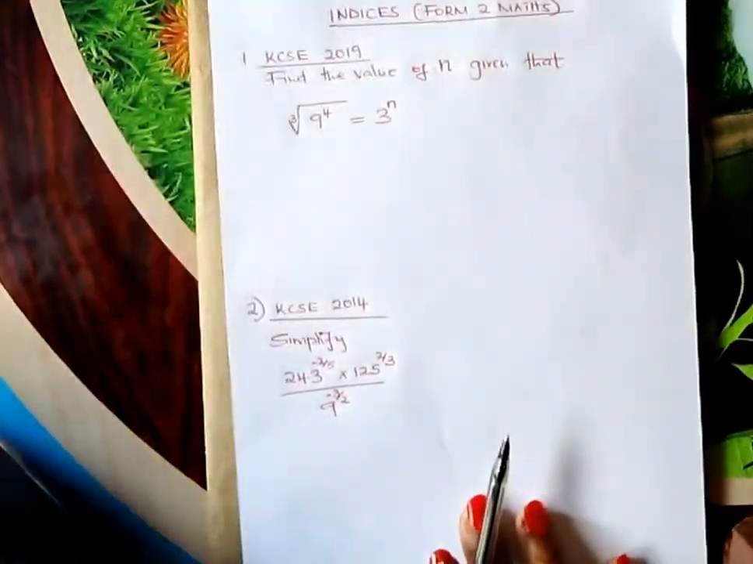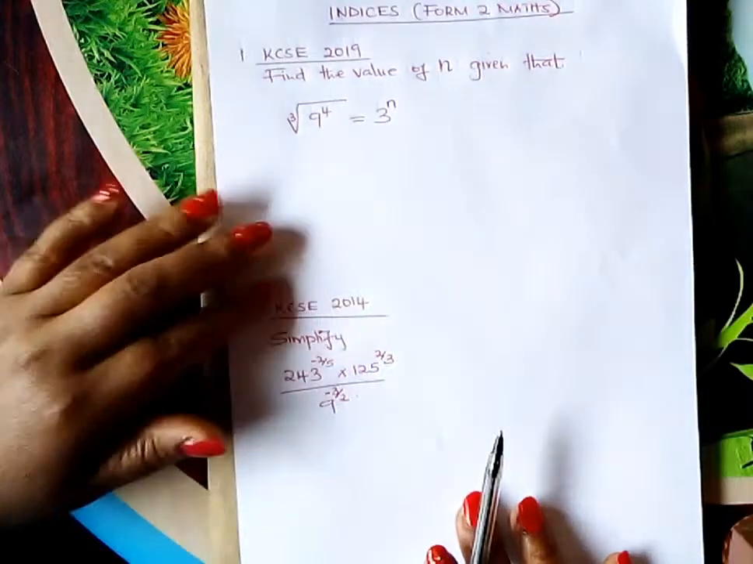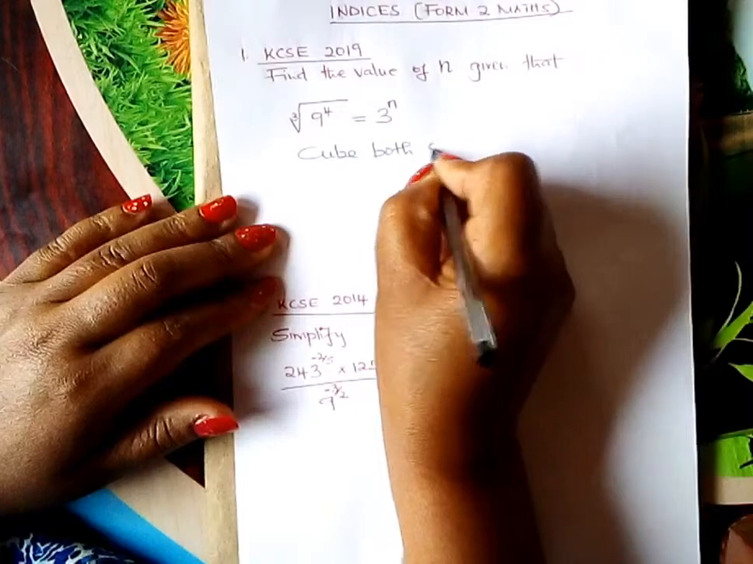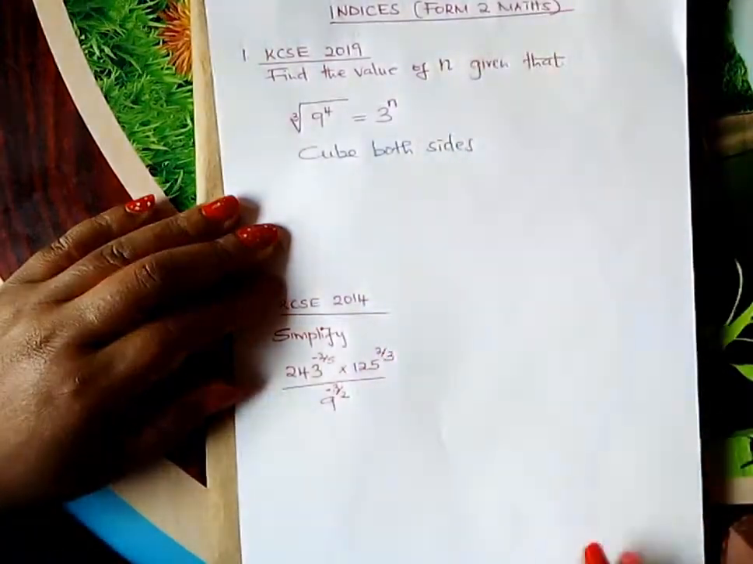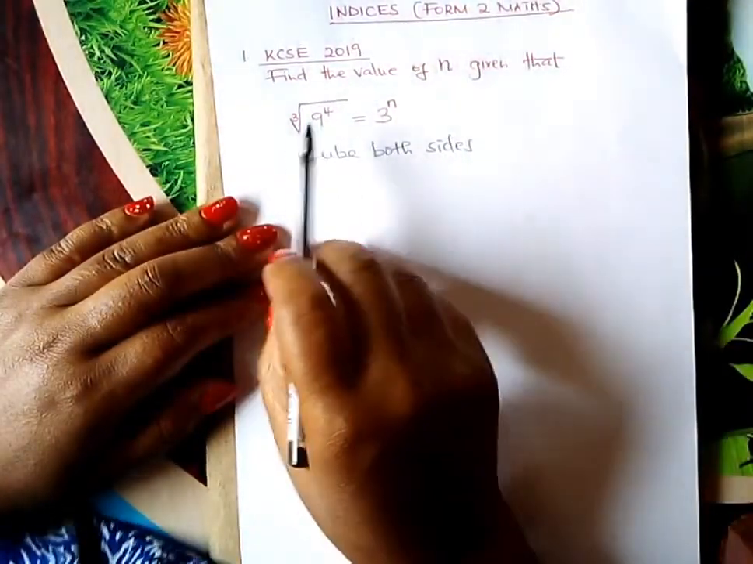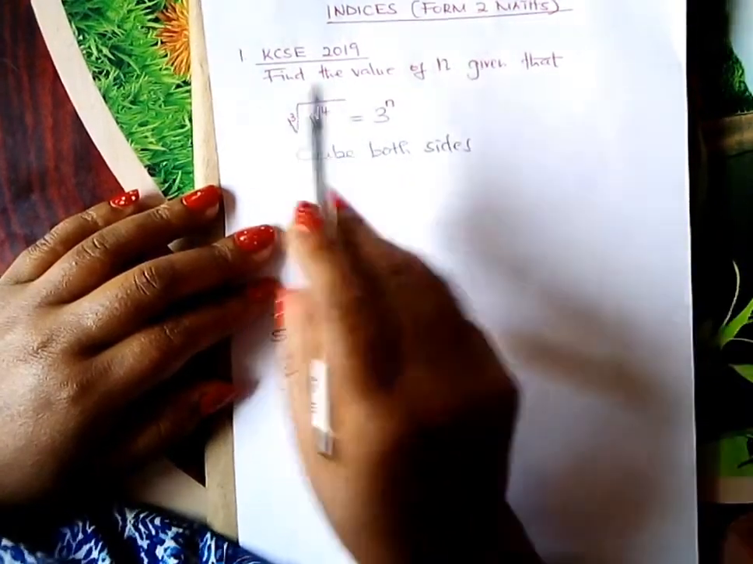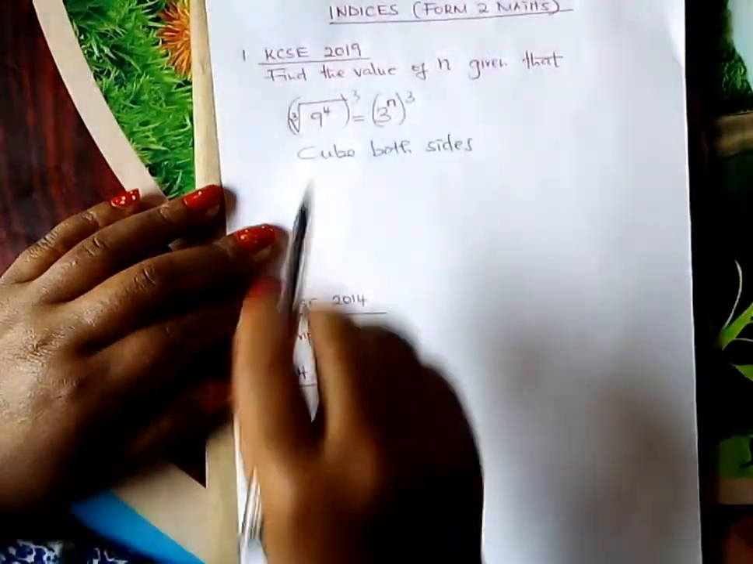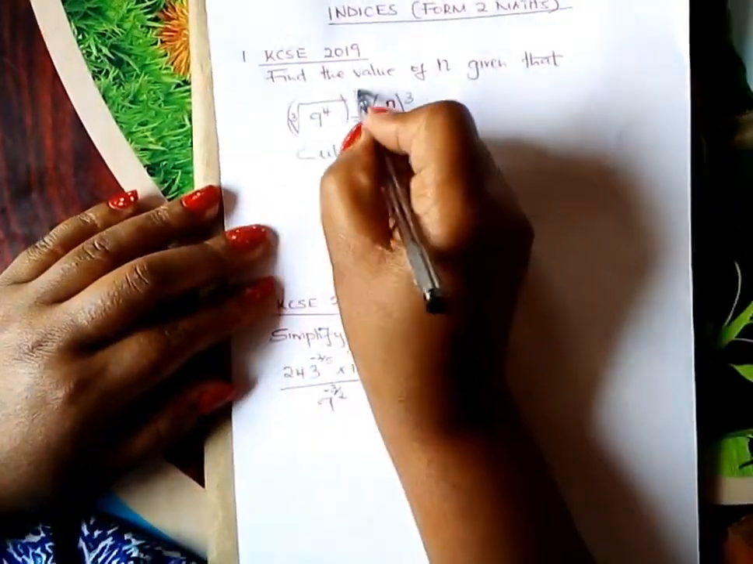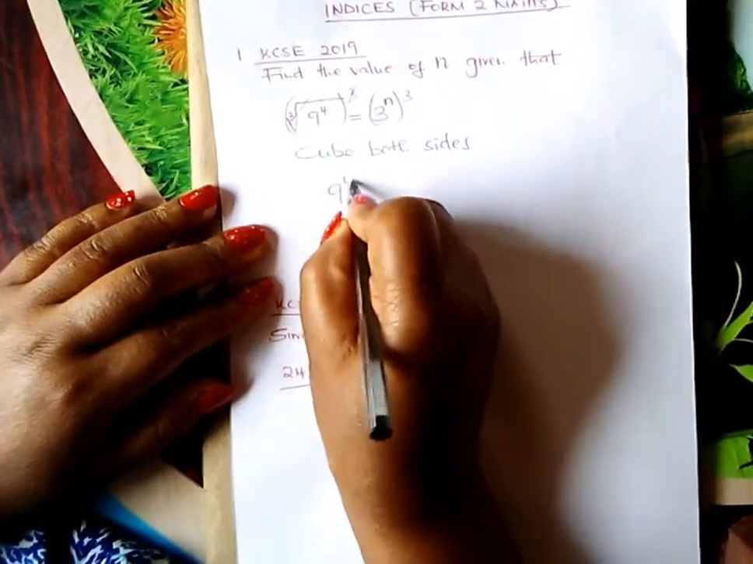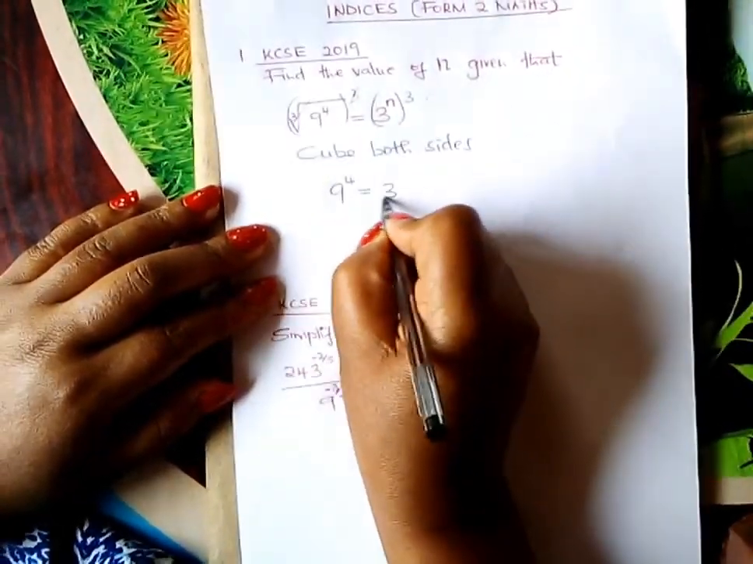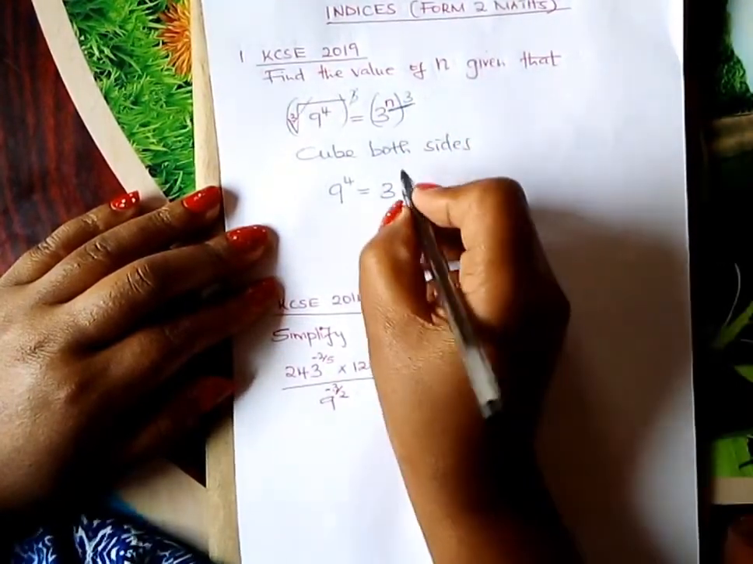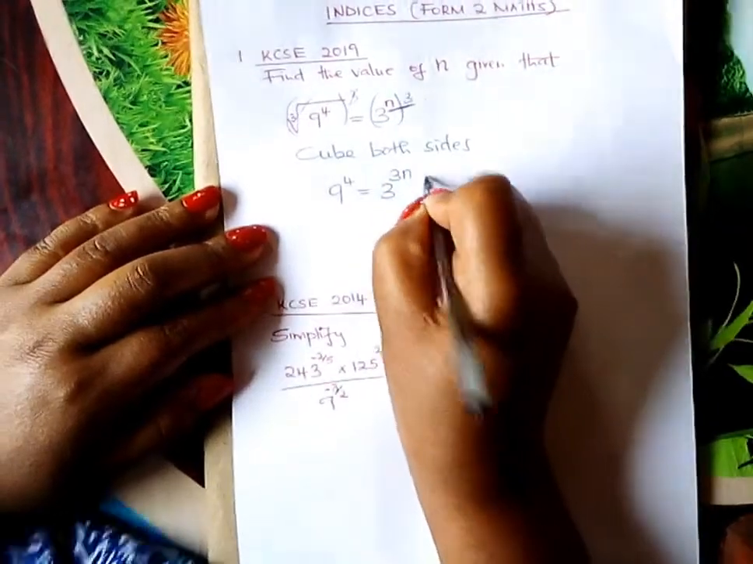Learner, what is the first thing that you do? You just cube both sides. There are many ways of doing it, but let me do it by cubing both sides to remove the cube root sign. So the cube root sign disappears, and you are left with 9 raised to 4 is equal to 3 raised to what, learners? You multiply the powers according to the laws of indices. So 3 raised to 3n.